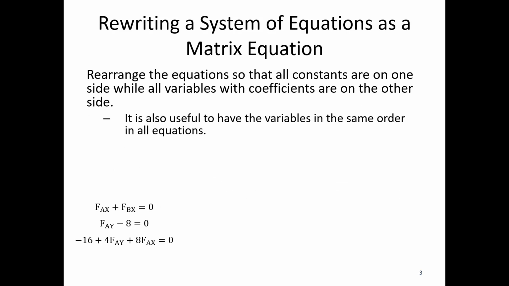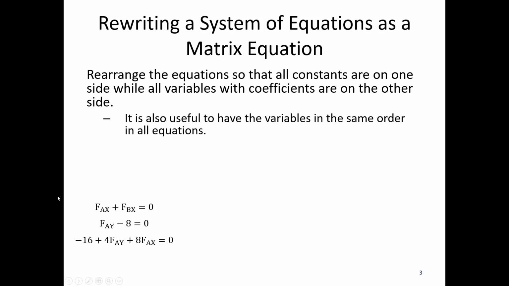So step number one is going to be rearrange all of the equations so that all the constants are on one side, where all the variables and coefficients are on the other side. So it's going to be useful to have everything in the same order as well. So if I've got a bunch of variables, I want to write them in the same order if possible.